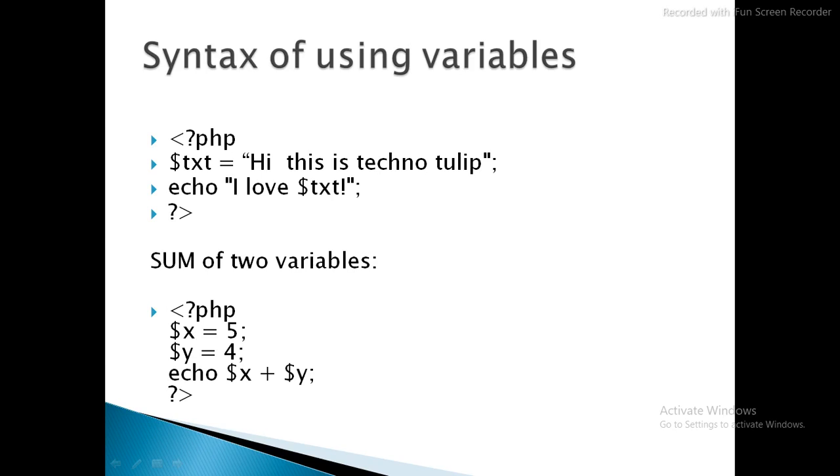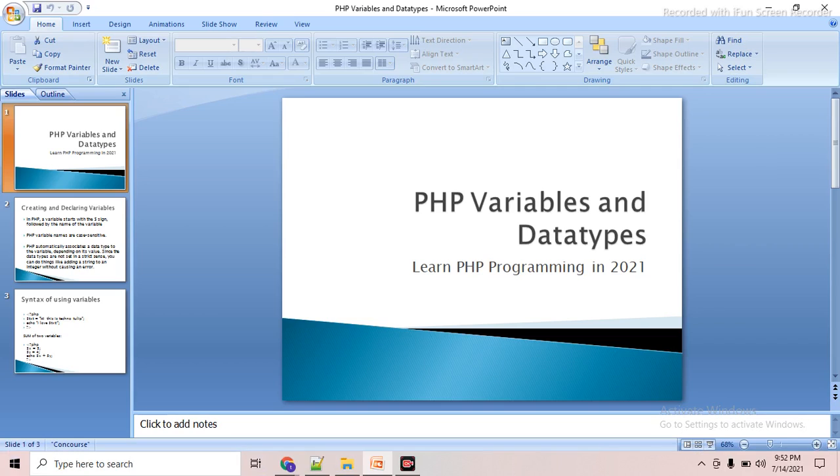Okay, then the second one is the sum of two variables. How do we calculate the sum of two variables? We keep one variable named $x equal to the value 5 and $y equal to the value 4. Echo $x plus $y. It will print 5 plus 4, which means 9.